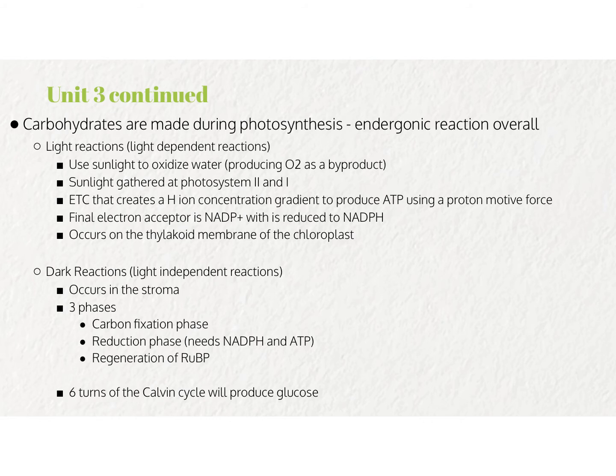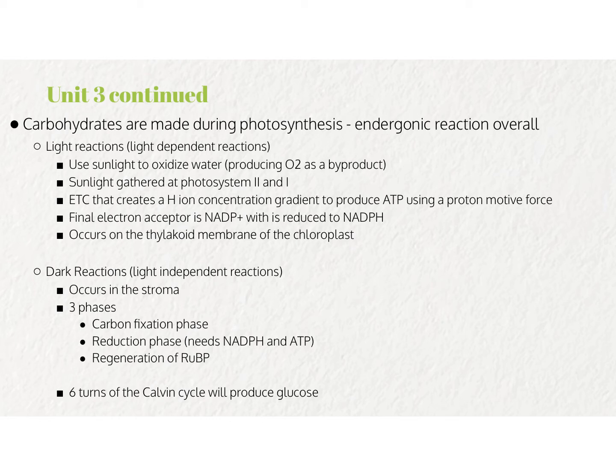Now, the second part of Unit 3 was making carbohydrates, and they're made through a process called photosynthesis. Overall, this process is endergonic, meaning energy input is going to be needed. Now, this energy is going to start by coming from sunlight, and it's going to be the light-dependent reactions that capture the energy from the sunlight. They use sunlight to oxidize water, producing oxygen as a product. So we're going to strip the electrons from water. O2 is released as a product, and this is going to occur at photosystem 2.